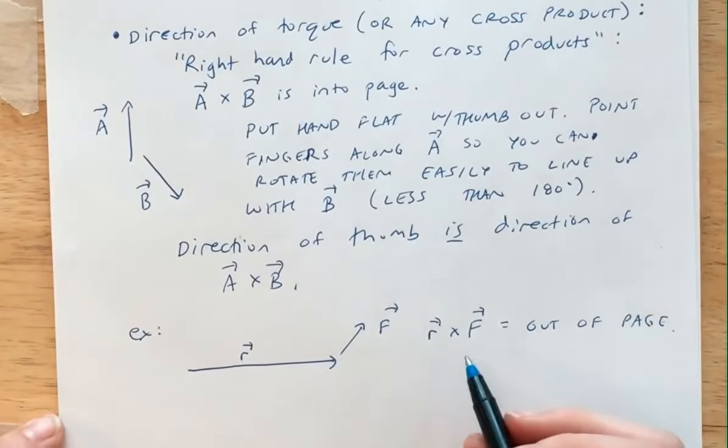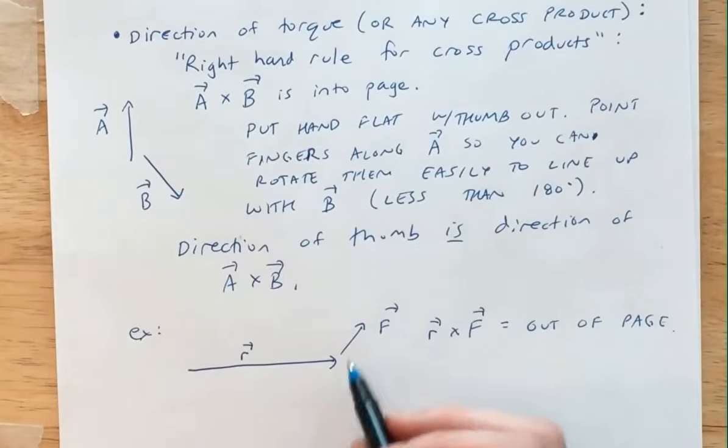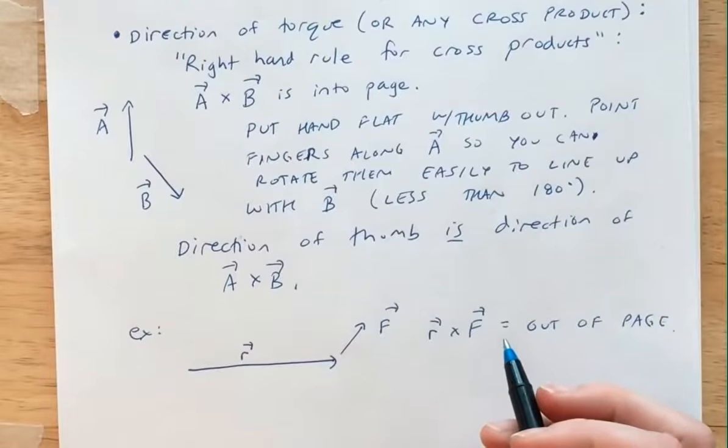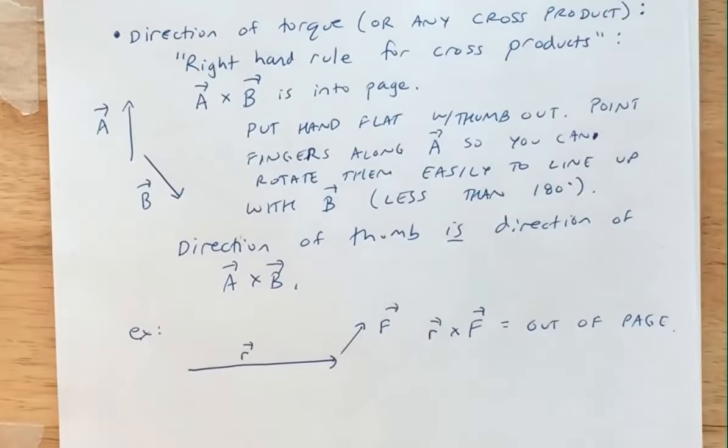In this case, note that the order does matter. F cross R would actually be equal to negative R cross F, and that's something that you can try for yourself in order to get comfortable with the cross product. You can just draw vectors on your page, play around with it, and make sure that you understand that A cross B is negative B cross A.